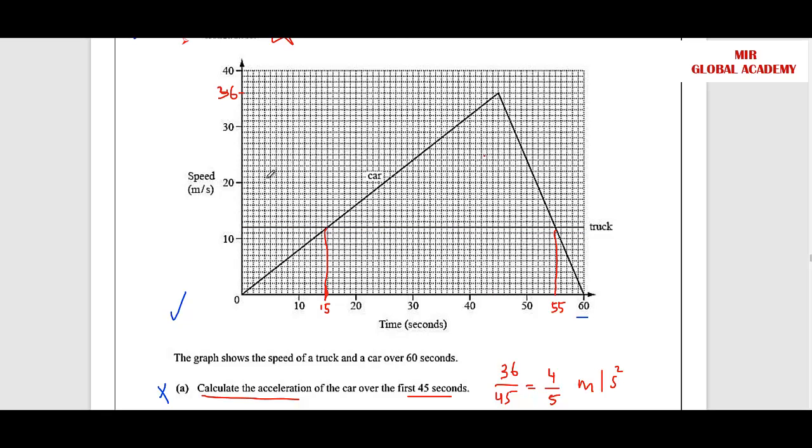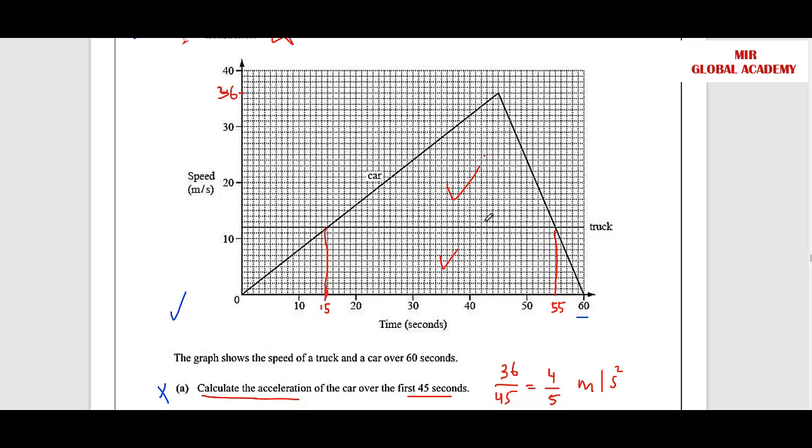And here, at this point the time is 15 seconds, and at this point the time is 55 seconds. Now we have to find the area in this portion, and remember, find the total area up to the x-axis. Don't get confused. To find the area of this triangle, you have to calculate the area of this rectangle also, and then add both of them to find the total area, and that area will be the distance covered by the car when its speed was greater than the speed of the truck.